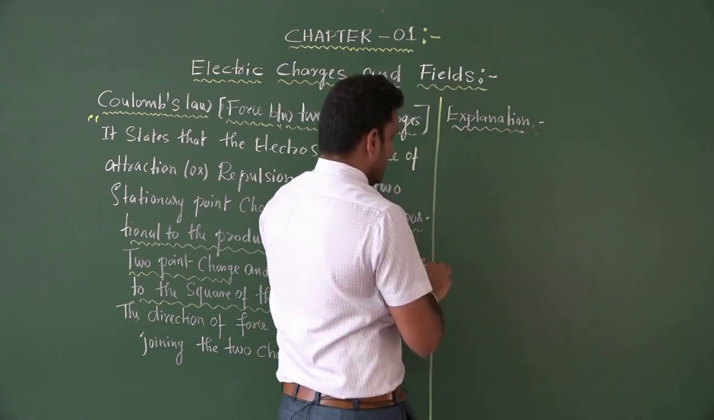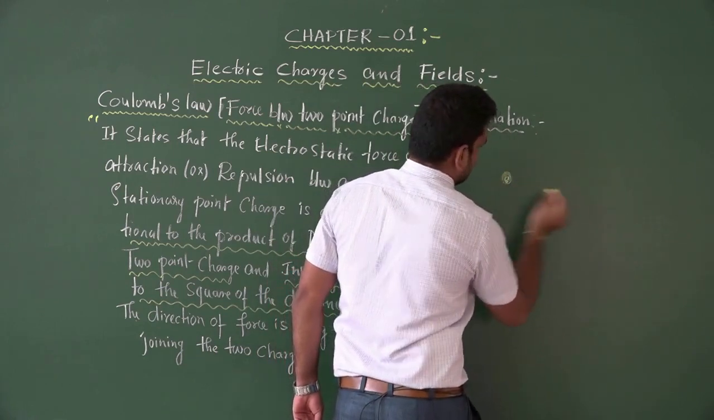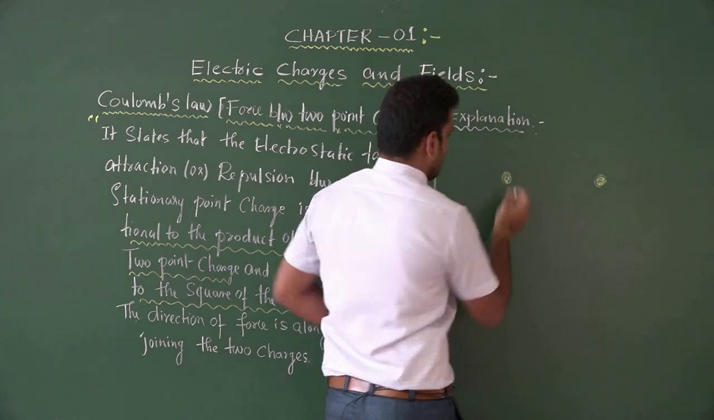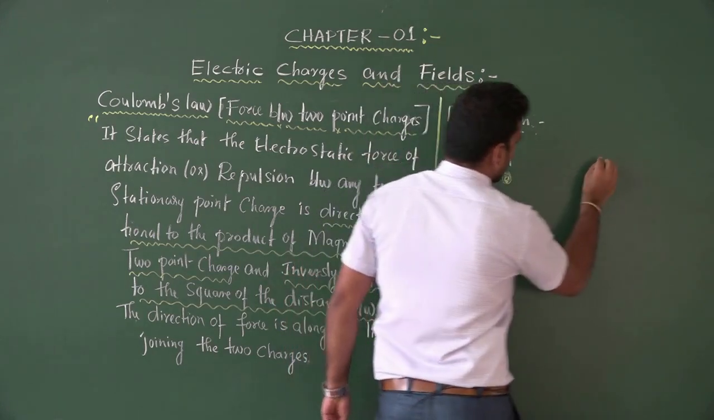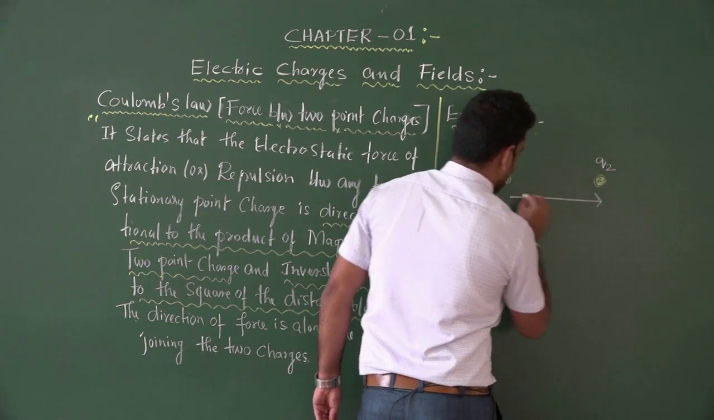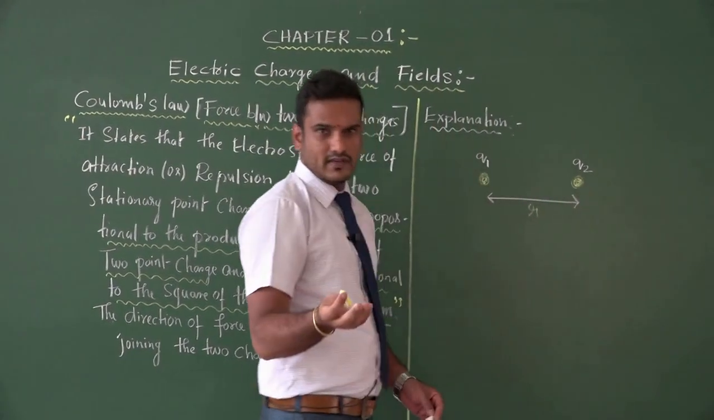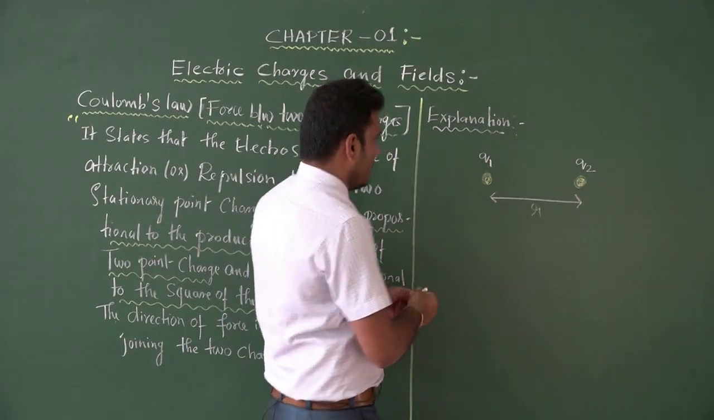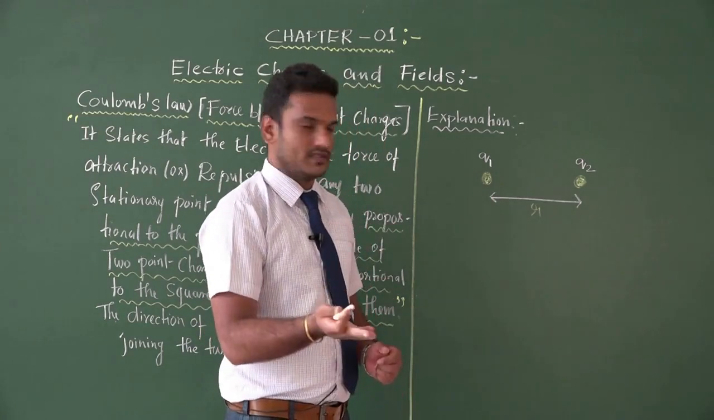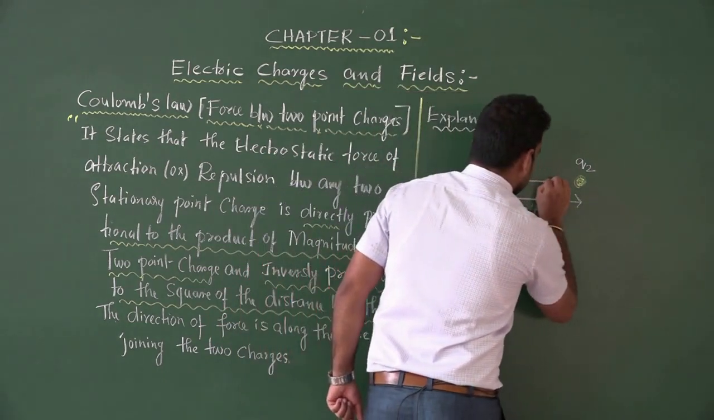According to Coulomb's law, I am going to consider 2 point charges, namely Q1 and Q2. The distance between the 2 point charges is taken as R. In place of R, we can also take D. See, both the charges I have considered are positive point charges. We can also consider one positive charge and one negative charge. This is the line joining the 2 charges.